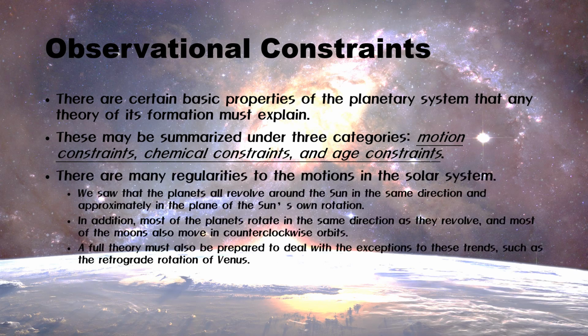If we start looking at motion constraints, there are many regularities to the motions in the solar system. For example, all the planets revolve around the sun in the same direction and approximately within the same plane around the sun's own rotation. In addition, most of the planets rotate in the same direction as they revolve, and most of the moons also move in the same counterclockwise orbit. Of course, a full theory must also be prepared to deal with exceptions, such as the retrograde rotation of Venus. They say there's always an exception to the rule, and so any theory must be able to propose something to handle it.